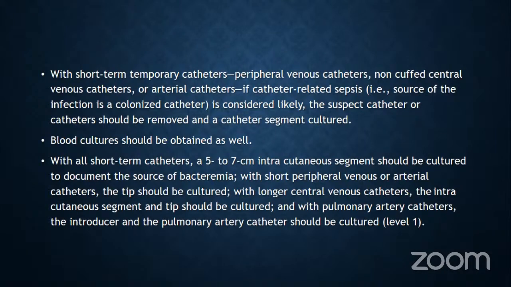With all short-term catheters, a 5 to 7 centimeter intracutaneous segment should be cultured to document the source of the bacteremia. With short peripheral venous or arterial catheters, the tip should be cultured. With longer central venous catheters, the intracutaneous segment and tip should be cultured. With the pulmonary artery catheter, the introducer and the pulmonary artery catheter should be cultured.